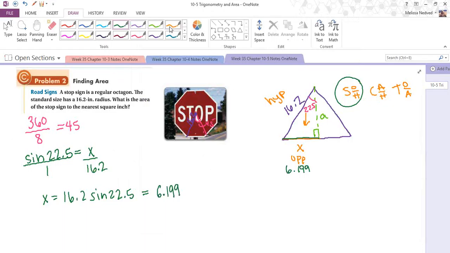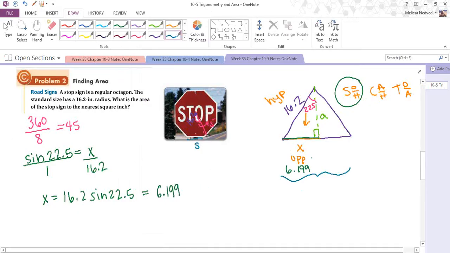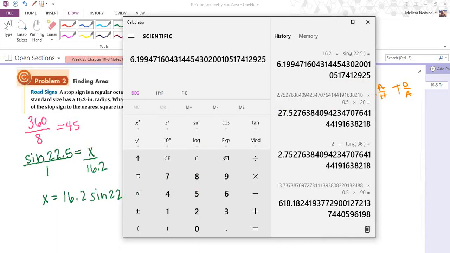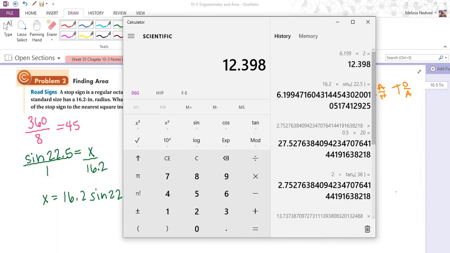Now to find the perimeter, I need to find how far it is all the way across. Once I know the side length, that's like finding this bottom portion here, and that's going to be my S. Once I find the side length, then I can find the perimeter by multiplying by 8. So just like in the past where we took our side length and divided by 2 to find the side of my triangle, we're going to work the other way this time. 6.199 is halfway across that side length, so we're going to take that and multiply by 2 to find S. 6.199 times 2, my side length is 12.398.